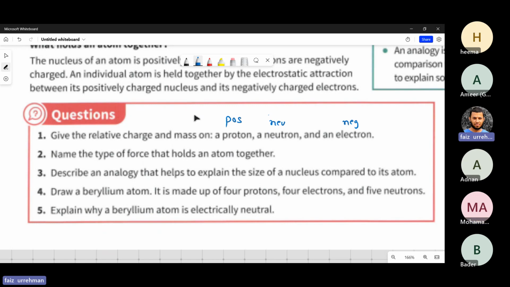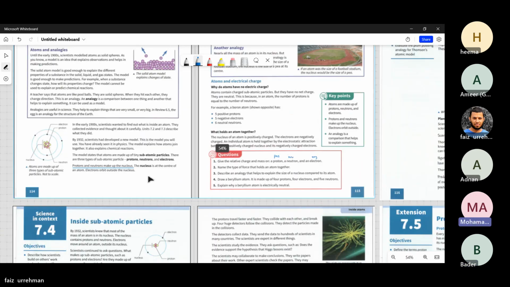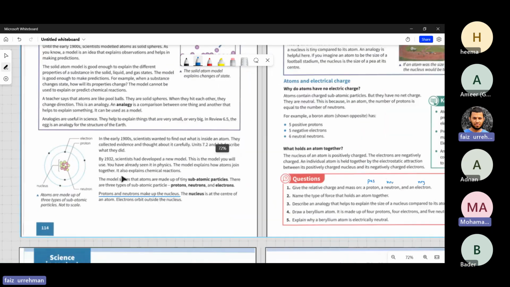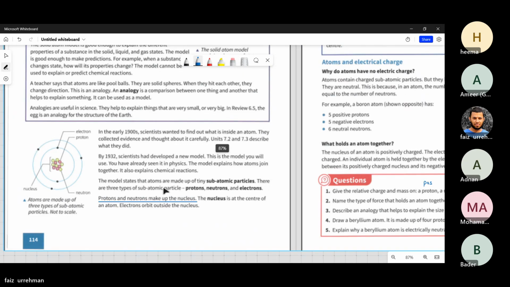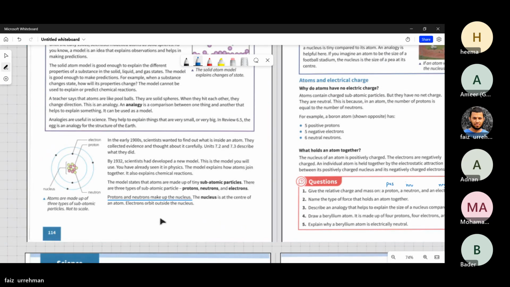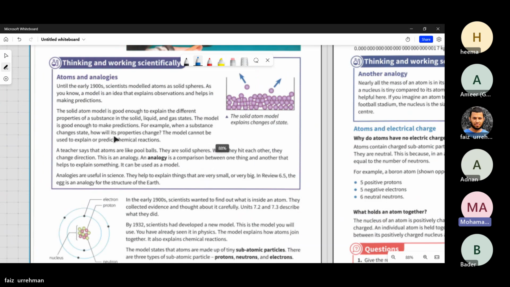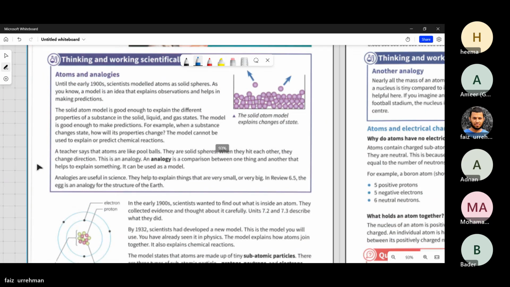This we didn't take. What force holds the atom together? I need to check. So I think we need to read the experiment. Yeah, and analogy. I think it's important.